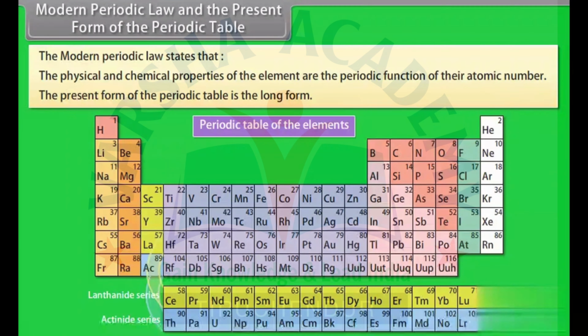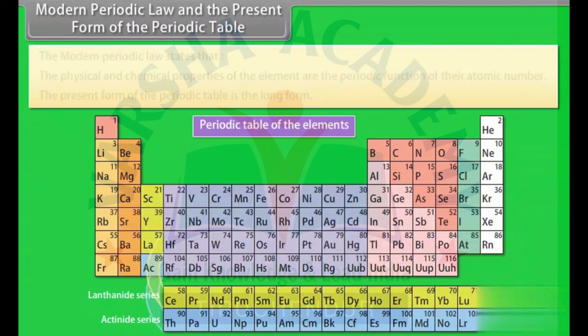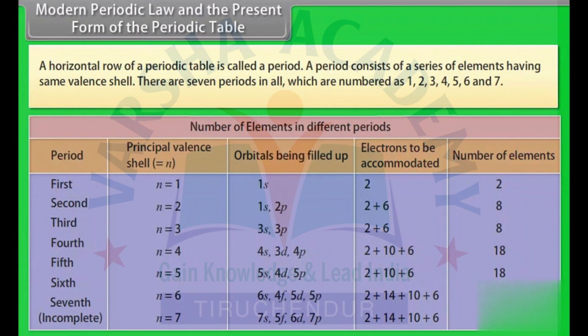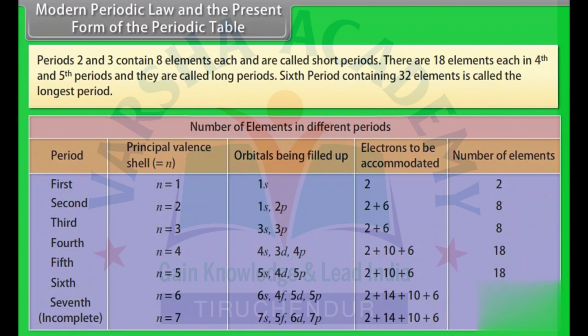The present form of the periodic table is the long form. A horizontal row of the periodic table is called a period. A period consists of a series of elements having the same valence shell. There are 7 periods in all, which are numbered 1, 2, 3, 4, 5, 6 and 7. Periods 2 and 3 contain 8 elements each and are called short periods. There are 18 elements each in the 4th and 5th periods, and they are called long periods. The 6th period, containing 32 elements, is called the longest period.